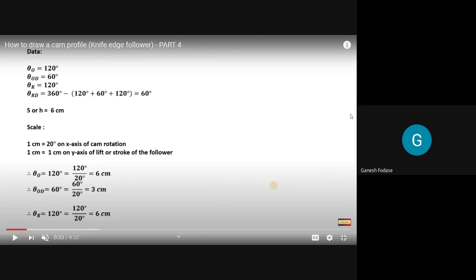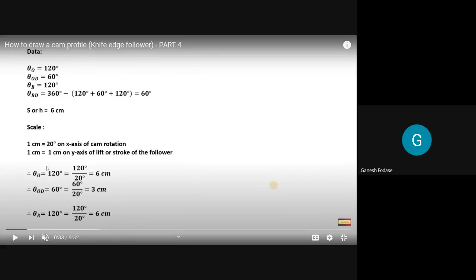On the x axis, we have to draw cam rotation. For that, the scale we selected is 1 centimeter equal to 20 degree. You can select a suitable scale so that you can draw these angles. Now, if on the x axis 1 centimeter is equal to 20 degree, then for drawing 120 degree, how many centimeters is it? Theta O, the first stroke, is 120. For that, the scale is 1 centimeter equal to 20 degree. Therefore, 120 divided by 20 is equal to 6 centimeter.